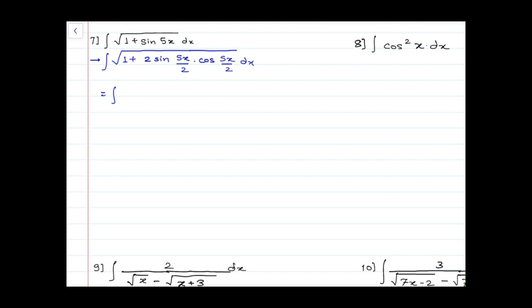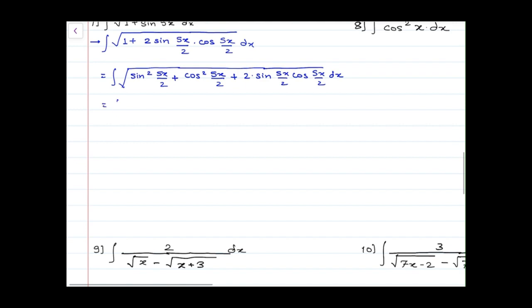So for any angle we can write it as 1. So here I can replace 1 with sine square 5x by 2 plus cos square 5x by 2 plus 2 times sine 5x by 2 cos 5x by 2. So now it looks like a plus b the whole square, right? The expansion of a plus b the whole square is a square plus b square plus 2ab.